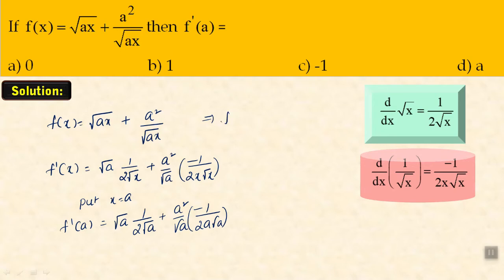That implies f dash of a is equals to, here root a get cancelled, 1 by 2, here plus into minus, minus, here a square, here root a into root a is a into a square. So a square get cancelled, minus 1 by 2. This implies f dash of a is equals to 1 by 2 minus 1 by 2 is 0. Therefore the answer is option A.